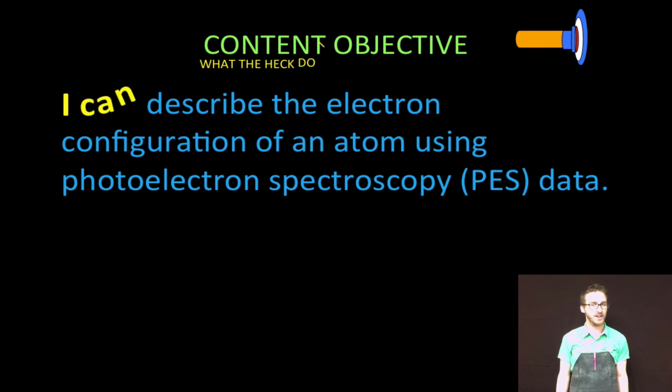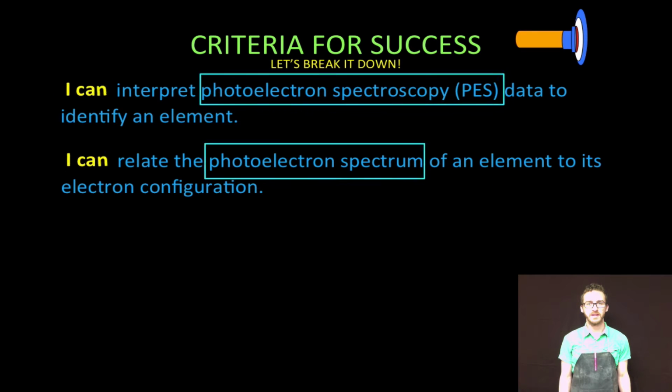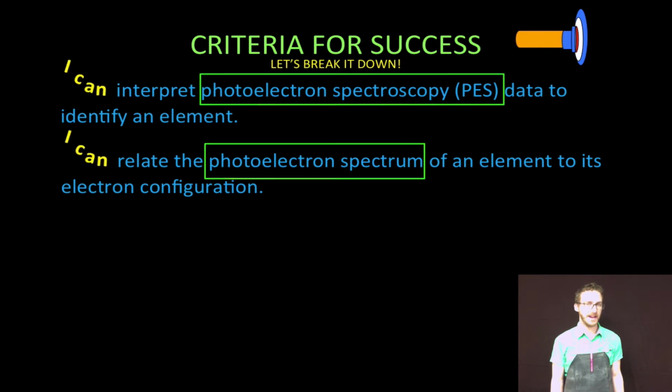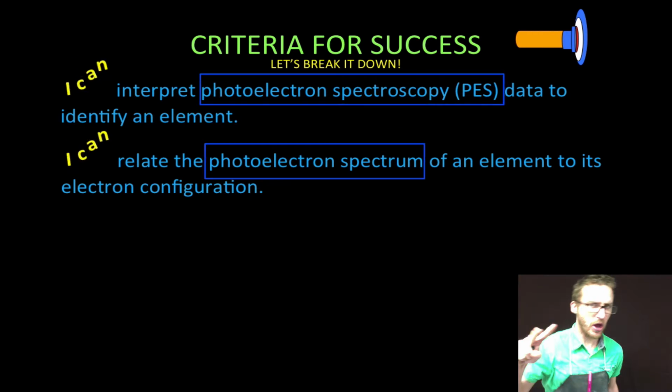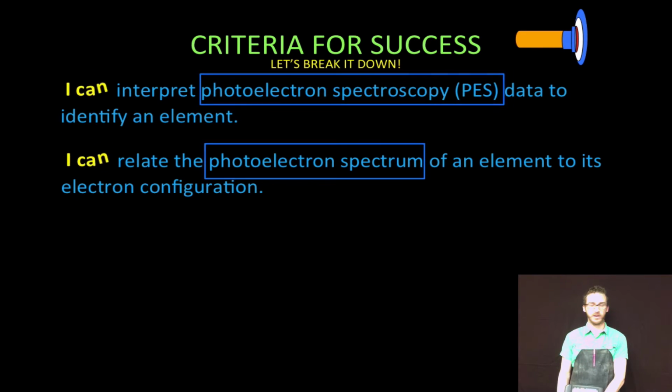What in the heck are we gonna do in this vid? We're gonna describe the electron configuration of an atom using photoelectron spectroscopy data, also known as PES. Alright, let's break it down. Two big things we're gonna do. 1. Interpret photoelectron spectroscopy data to identify an element. 2. Relate the photoelectron spectrum of an element to its electron configuration.